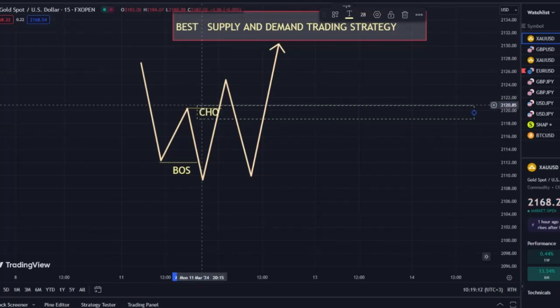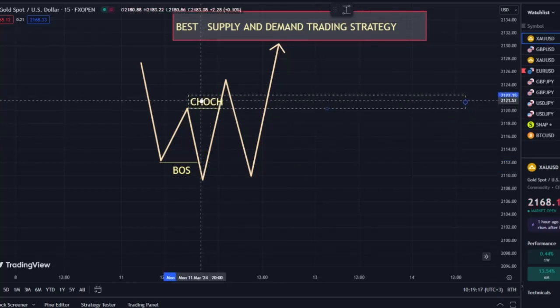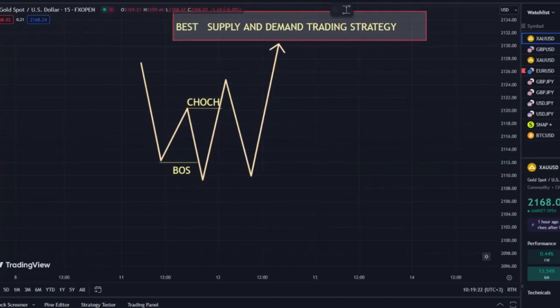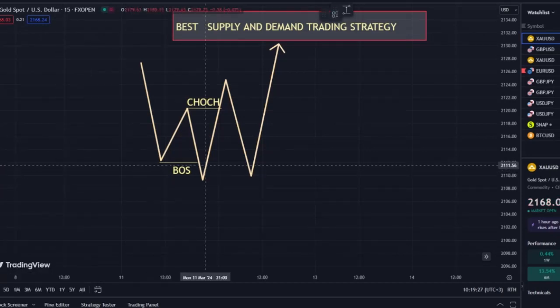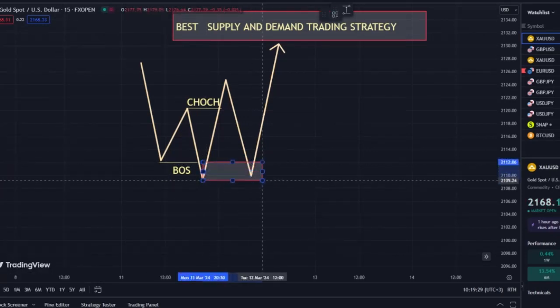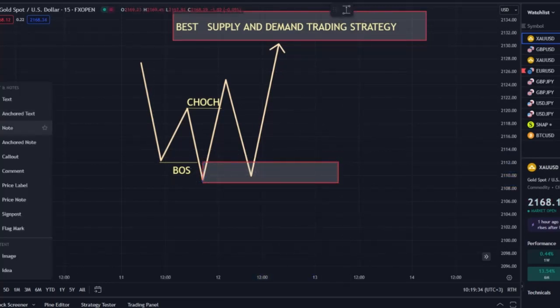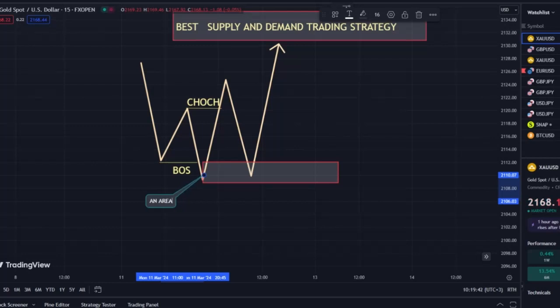So where do you get your entries now? You have to know that the move that causes the change of character is the one that is going to show you this is our demand zone or this is our supply zone, so that we can follow it up. This is an area where we can find another block. Remember, it is like a demand zone or a supply zone. So this could be our order block level, because it is the move that changed character.